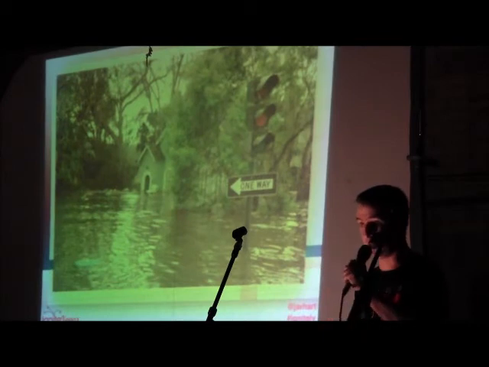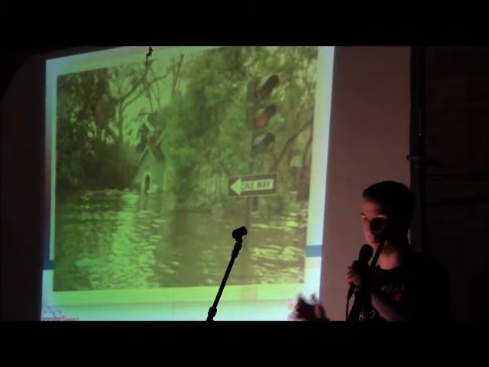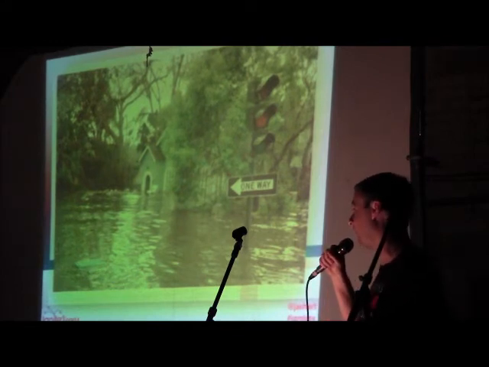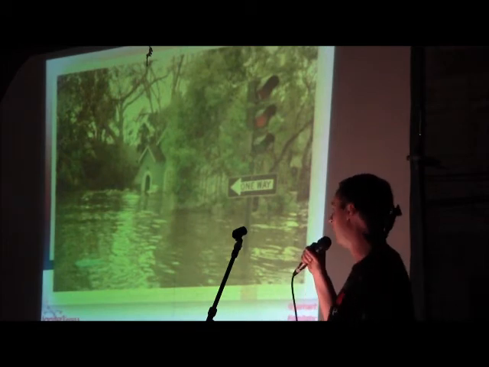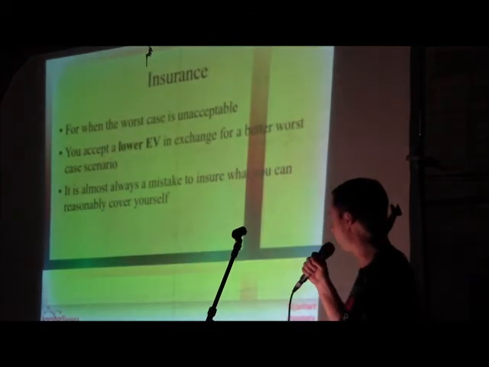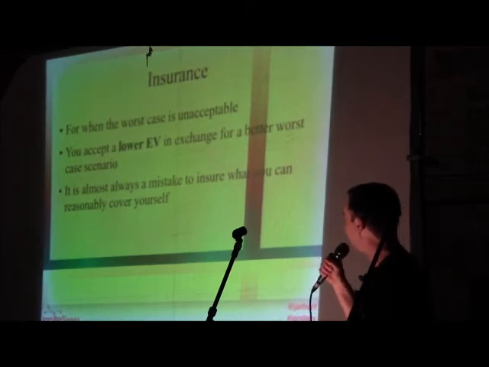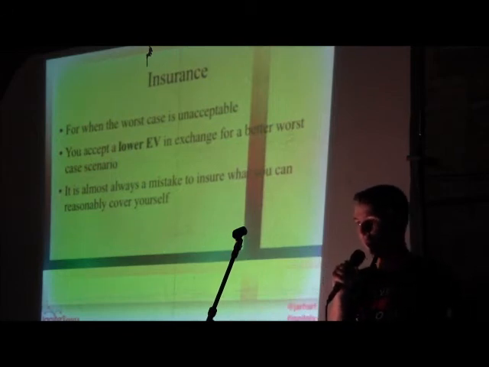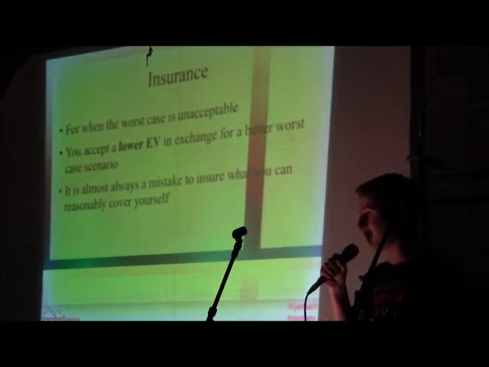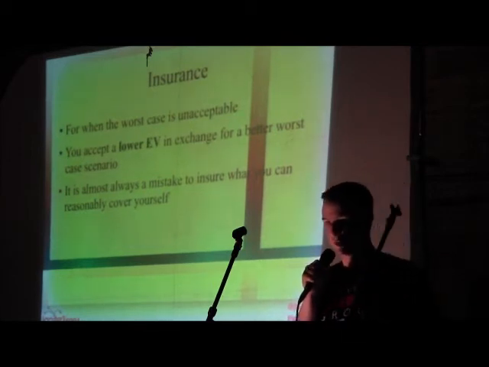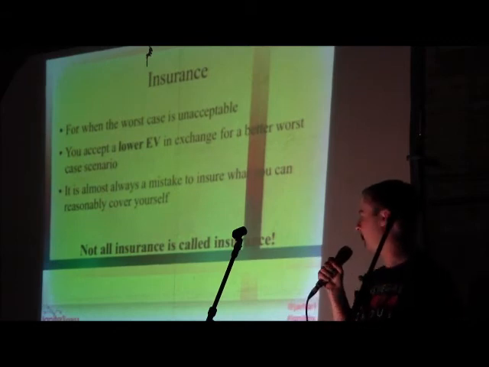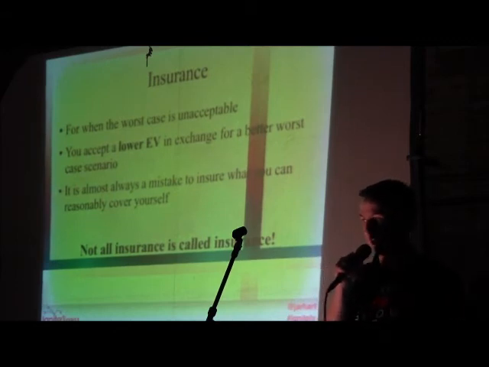Now part of that is avoiding a catastrophe that will take you out of the game. I said you normally would choose the option with the highest expected value. The exception is when it comes along with a worst case scenario that you can't handle. And this is what insurance is for. The way insurance works is you're accepting a lower expected value in exchange for a worst case scenario that you can handle. Now because it's a lower expected value, it's usually a mistake to insure something that you could reasonably cover yourself. This should make sense, but keep in mind not all insurance is called insurance.